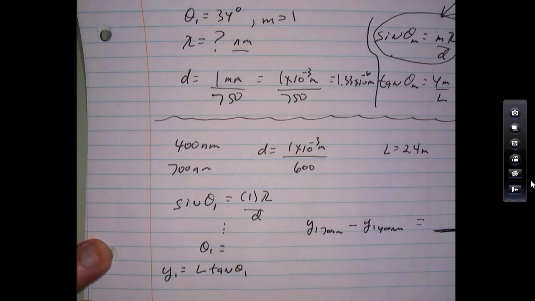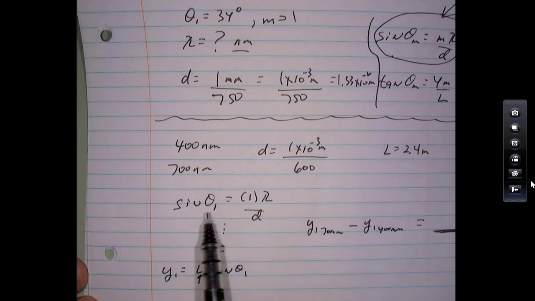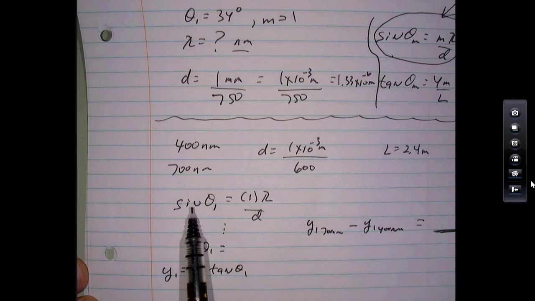So how do you actually get these y's for the different wavelengths of light? The only place you see y appear is in this formula: the tangent of theta, which was purely from the trigonometry, is y over L. So y is L times the tangent of theta. You know L, and you don't know what theta is yet, but you can get theta from the physics part of it.